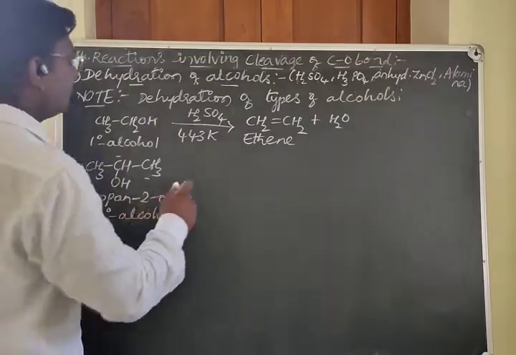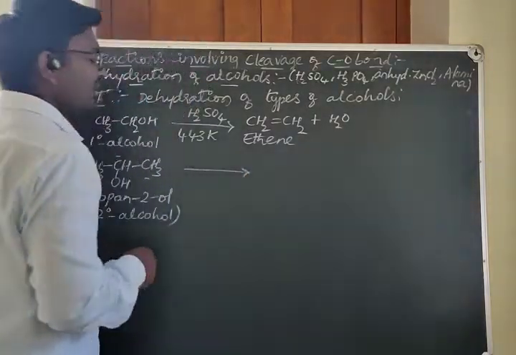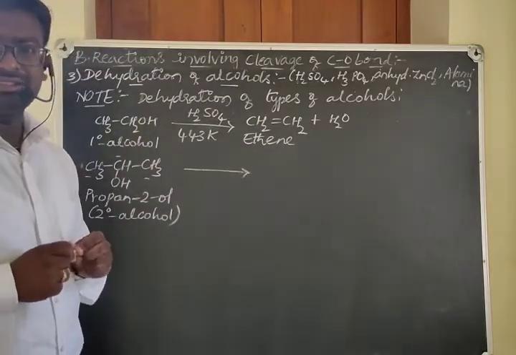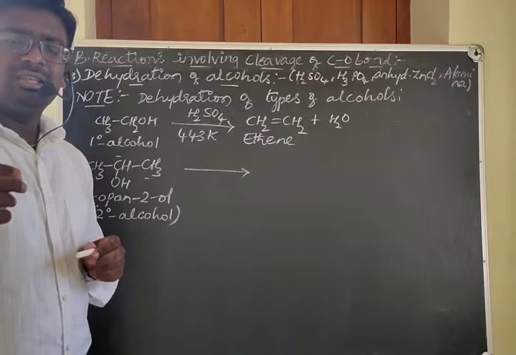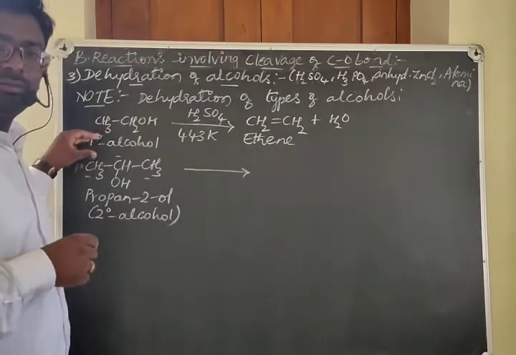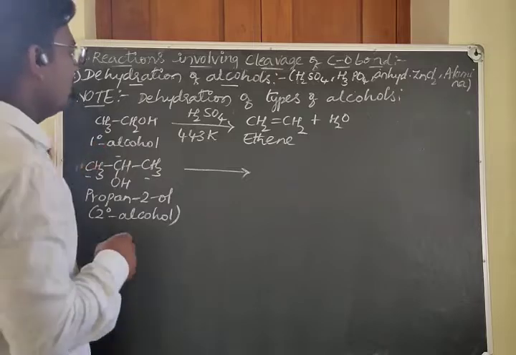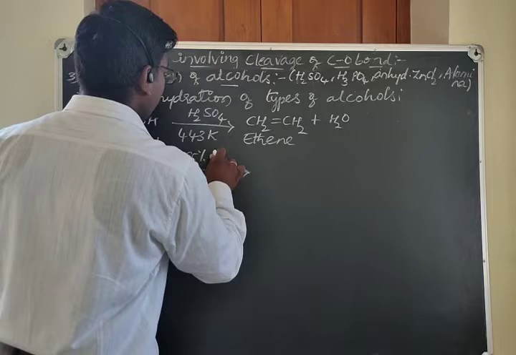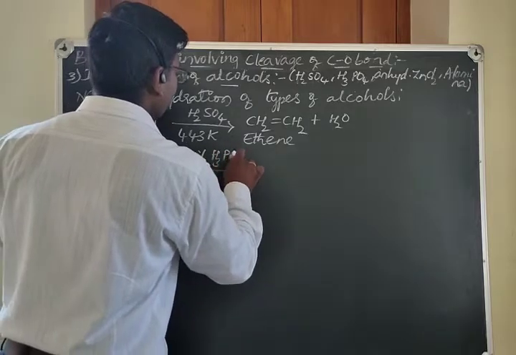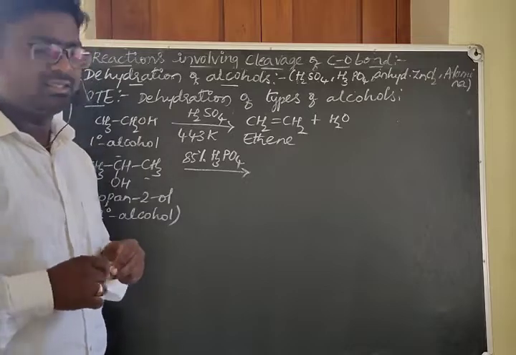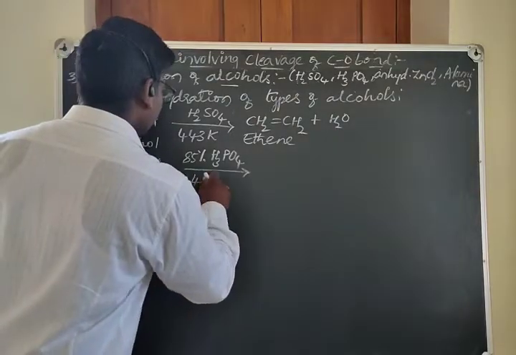For this, there is no need to take H2SO4, which is a strong acid. Just a weak acid is enough to remove water from this propan-2-ol molecule. What is that? 85% H3PO4 is enough. What is H3PO4? Phosphoric acid. It is a weak acid. At 440 Kelvin.